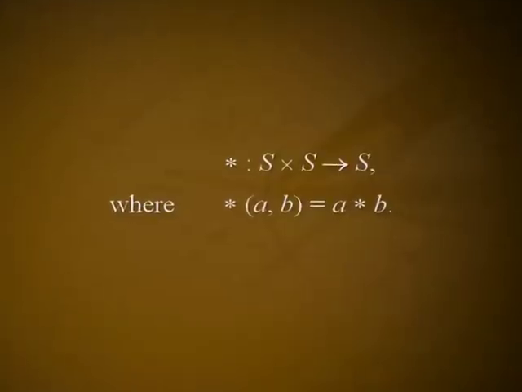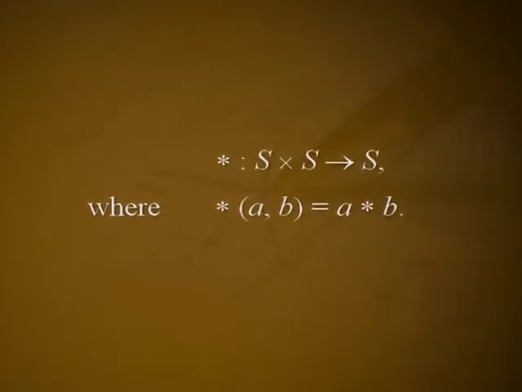Binary operations. Definition. Binary operation or binary composition. A binary operation or binary composition on a non-empty set S is a function usually denoted by star, which associates each ordered pair (a, b) of elements a, b in S to a unique element c in S. Usually c is denoted by a star b. Thus, a binary operation star on S is a function star from S cross S to S, where star(a, b) is equal to a star b. If star is a binary operation on a set S, then S is closed under the operation star.